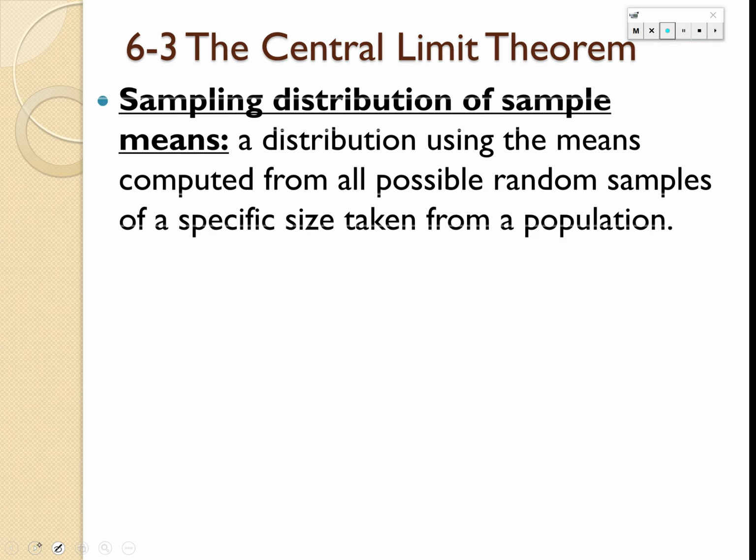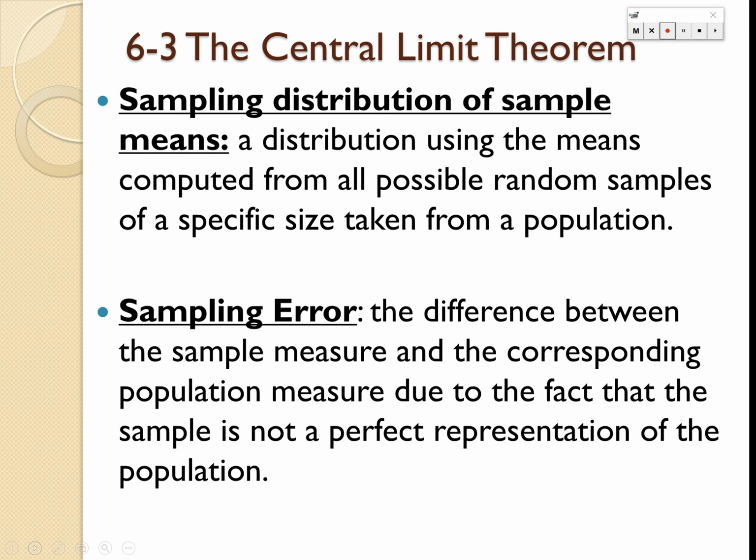In section 6.3, we're going to be looking at what's called the central limit theorem. A few terms we need to know first. Sampling distribution of sample means. It's exactly a distribution of what it says it is. Distribution of the means computed from all possible random samples. So it's computed using all possible random samples of a certain size taken from a population. So all possible random samples of the same size are taken from the population. That's how you get that distribution.